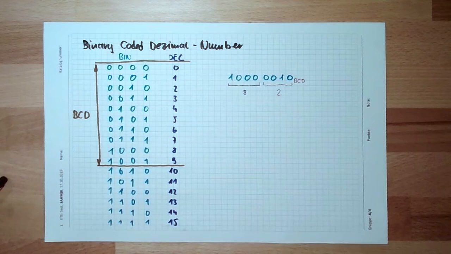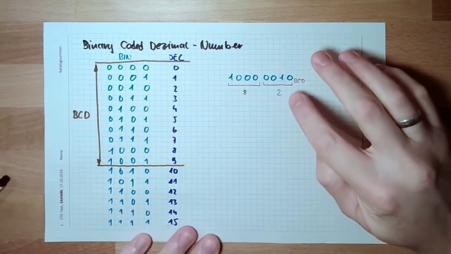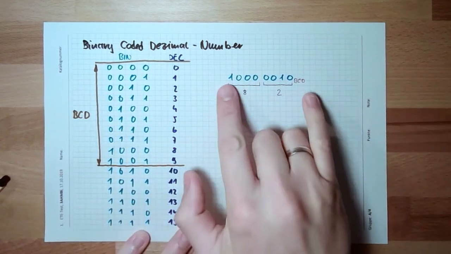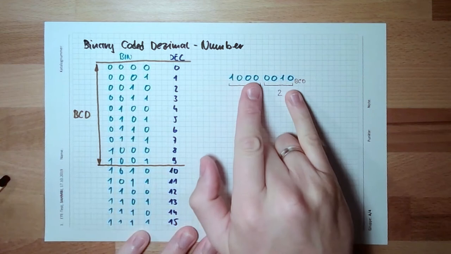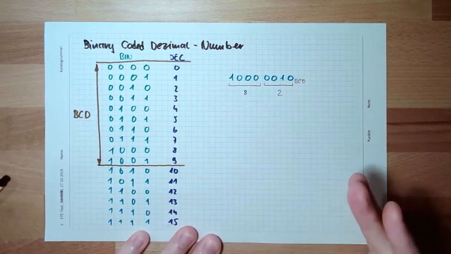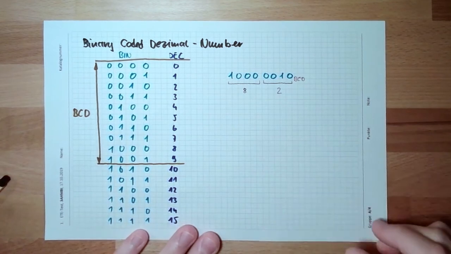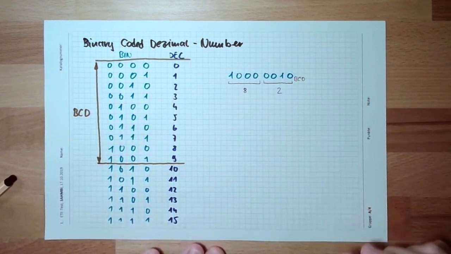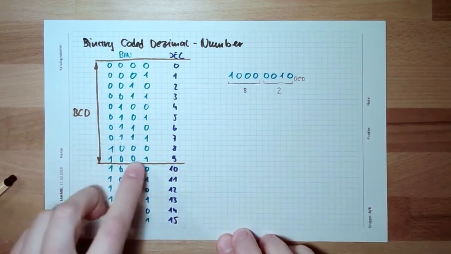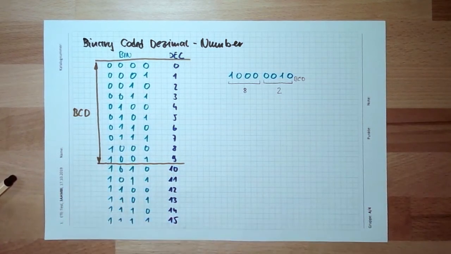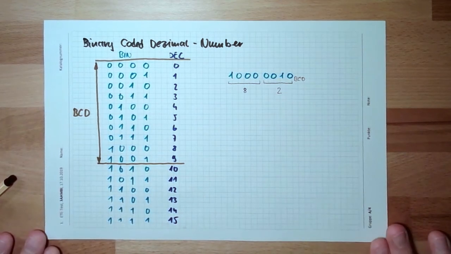What's not that nice is if we are transferring 82 to binary, we get a shorter number. So we're wasting memory with the BCD code. Clear, because we do not use all combinations. These combinations down here, we simply do not use. So this is not working out for us.